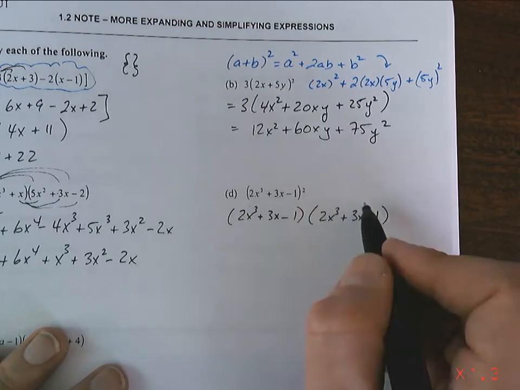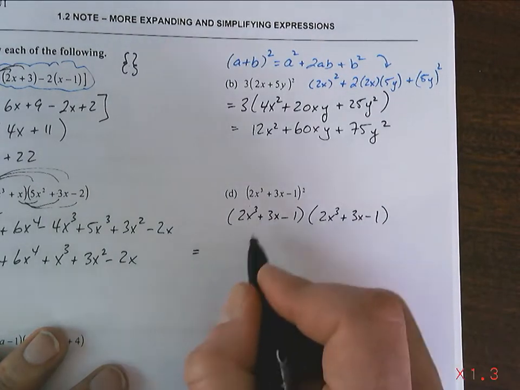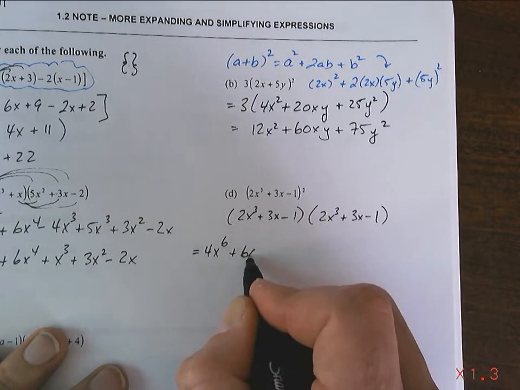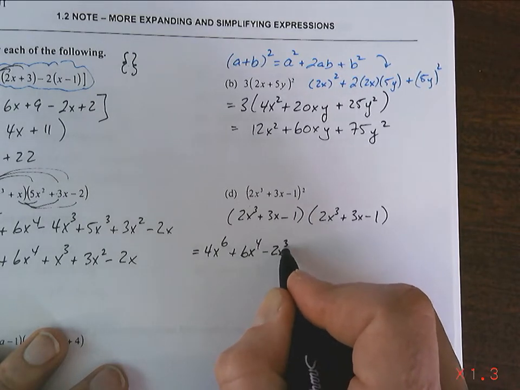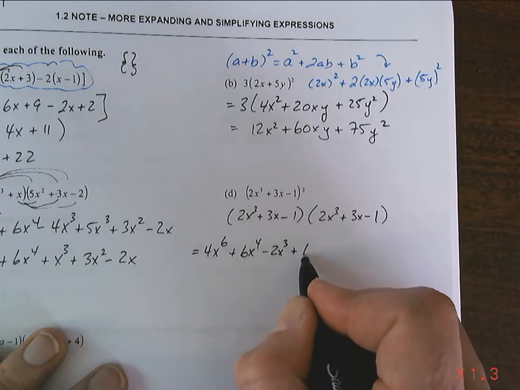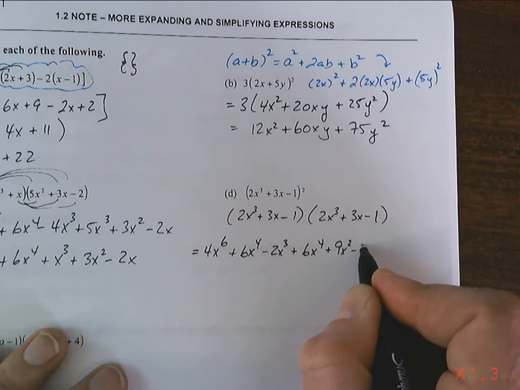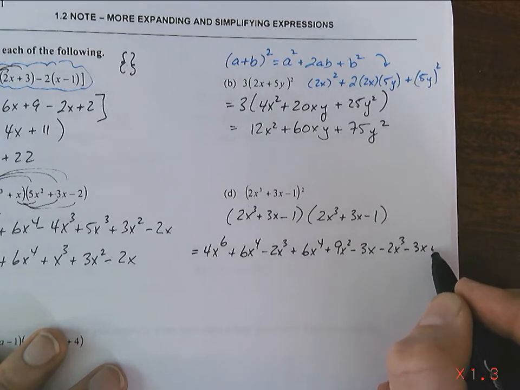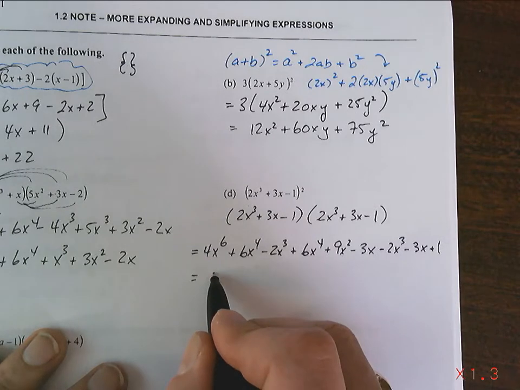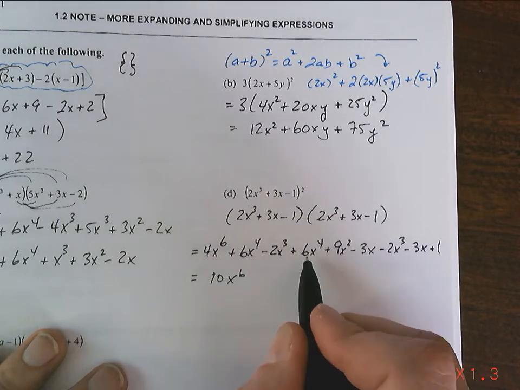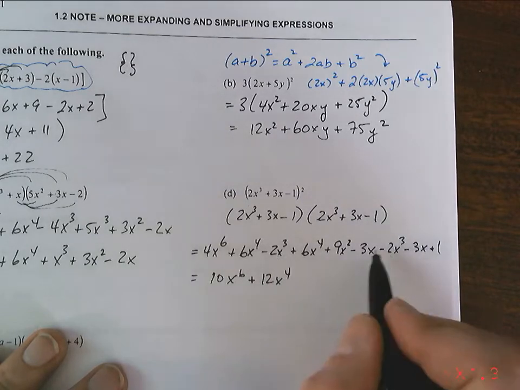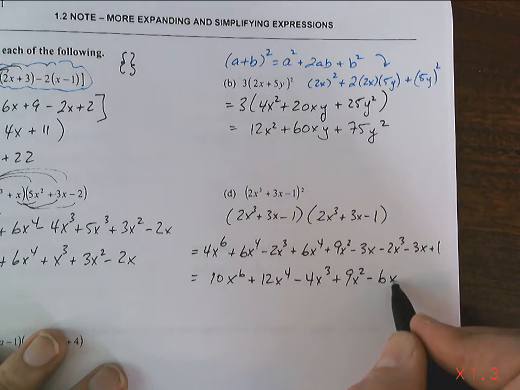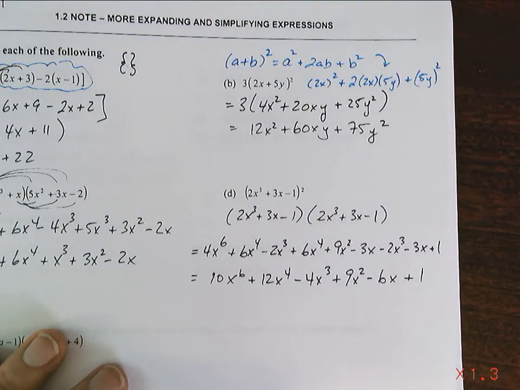Now, we're simply going to expand this, distribute this term into each of these 3. So it's going to be 4x to the 3, and 3 is 6. Then it's going to be plus 6x to the 4. Then it's going to be minus 2x cubed. Then this one goes to all 3. So it's plus 6x to the 4 plus 9x squared minus 3x. Then this one goes to all three. Negative 2x cubed, negative 3x, plus 1. Looking for like terms, it's going to be 10x to the 6's. It's going to be 12x to the 4's. It's going to be negative 4x to the 3's, plus 9x squareds, minus 6x's, plus 1. Okay.